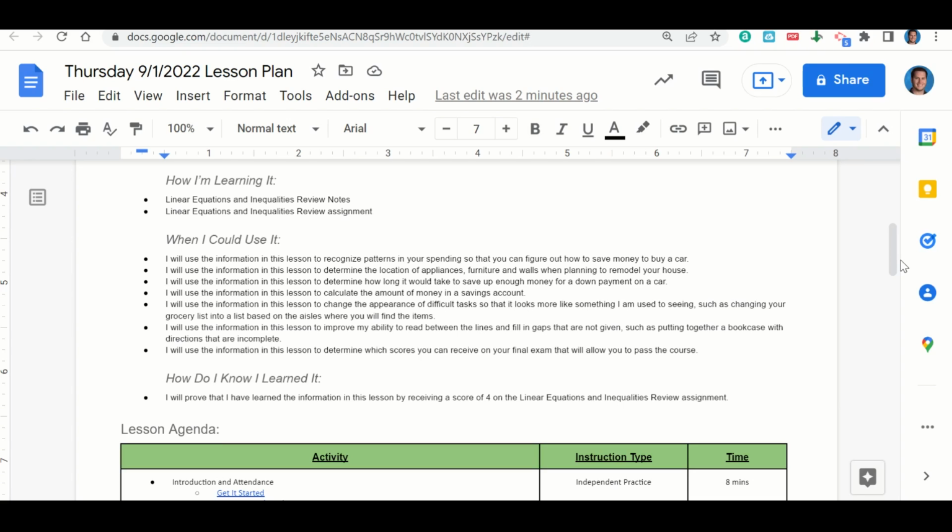And to determine the scores you can receive on your final exam that will allow you to pass the course. How do you know you learned it? By getting a score of 4 on the linear equations and inequalities review assignment.